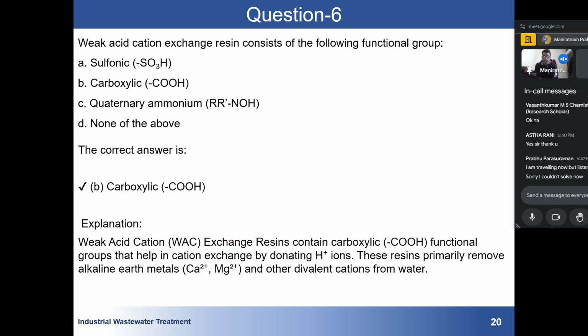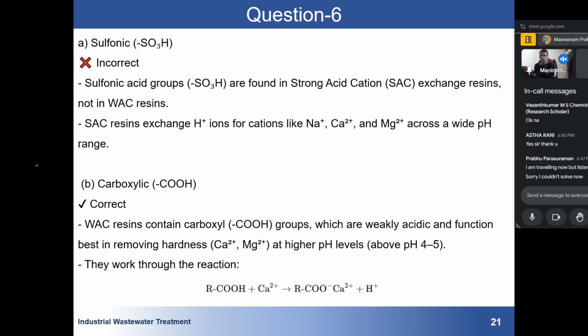I will just answer the question. The correct answer is carboxylic acid. Weak acid cation exchange resins contain the carboxylic acid functional group, which helps in cation exchange by donating H plus. These resins primarily remove alkaline earth metals such as calcium and magnesium and other divalent cations from water. Then, if you look at the other option, sulfonic group SO3H, it is incorrect. Sulfonic groups are found in strong acid cation exchangers, not in weak acid ones. So for a strong acid we use the sulfonic group.